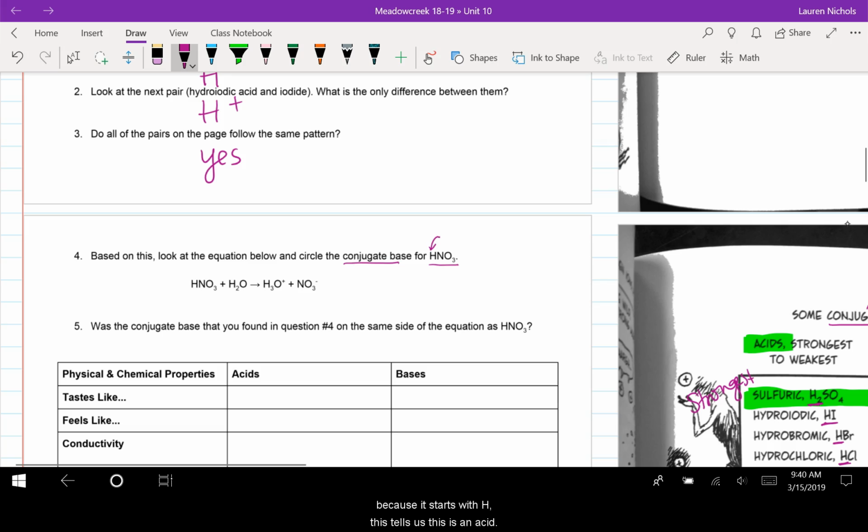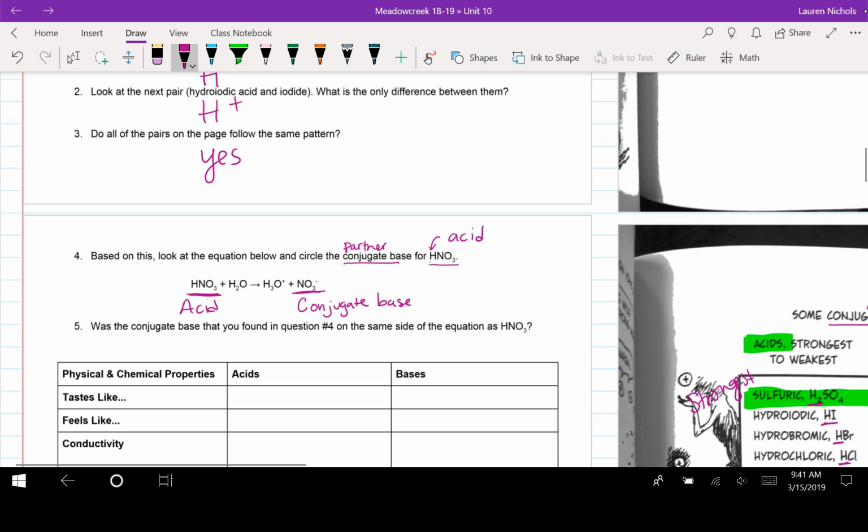Now because it starts with H, this tells us it's an acid. But we can also confirm, because when we look here, we see HNO3 here, and we're looking for its conjugate, remember, which means its partner, should be very similar, but it should be missing a hydrogen, because that would mean the H goes away. And so we can see that NO3 here would be its conjugate base. And this is the acid, right? So the only difference between those two is a hydrogen.